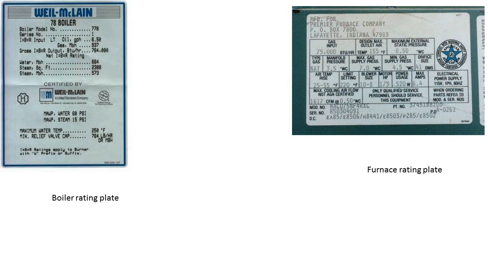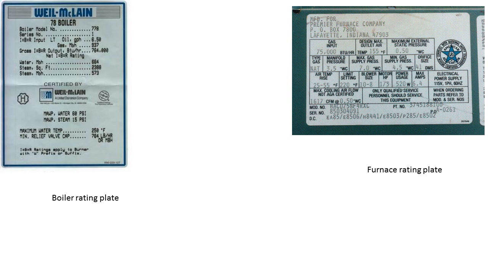If you look at the picture on the left, which is a boiler ratings plate, you will see that the water MBH, which is 6 lines down, is 664, which means the boiler configured as a forced hot water system will produce 664,000 BTUs in 1 hour. If you look at the picture of the furnace rating plate, the gas input is 75,000 BTUs an hour. To convert to MBH, you need to divide by 1,000. That would equal 75 MBH.